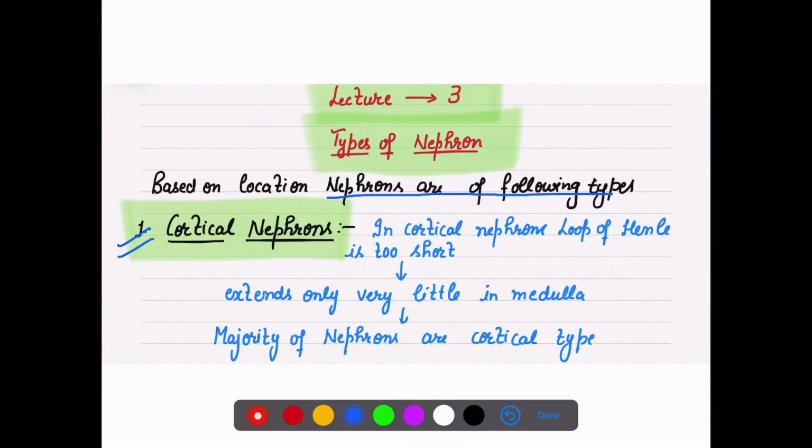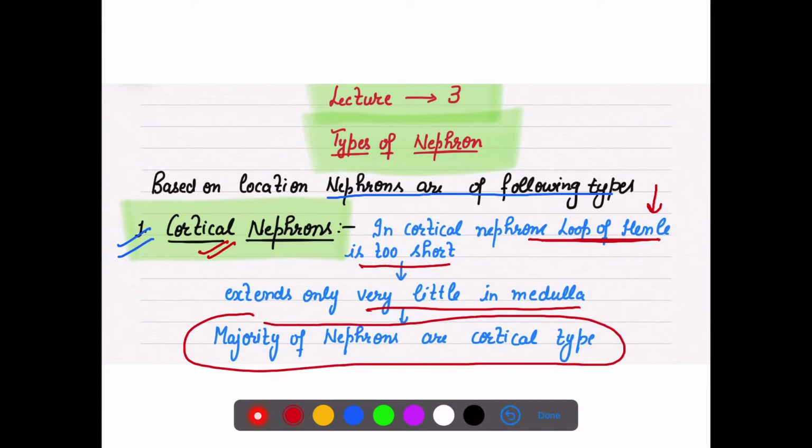The only difference is actually in the height of the loop of Henle: कि लूप ऑफ हेनले एक में छोटी है और एक में काफ़ी बड़ी होती है. सो इन जो कॉर्टिकल नेफ्रॉन्स हैं, their loop of Henle is too short. It goes very little into the medulla. So the majority of nephrons in the kidney are of cortical type.